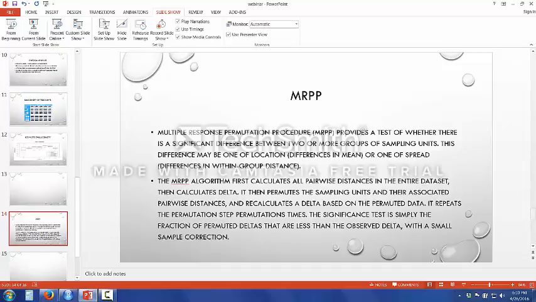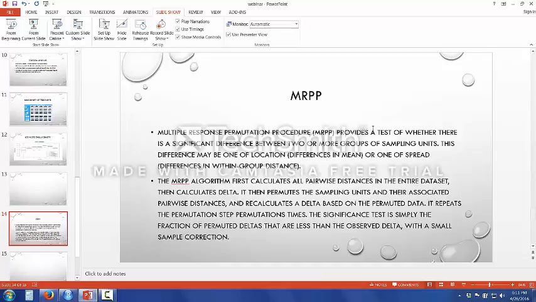As an alternative analysis, I used MRPP from the vegan package. MRPP stands for multiple response permutation procedure, and it's a test of whether there's a significant difference between two or more groups of sampling units. It calculates an algorithm for all pairwise distances in the entire data set and calculates a thing called delta.